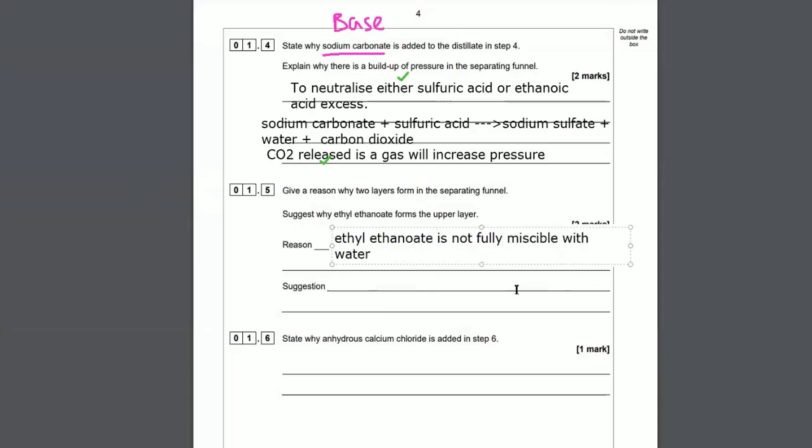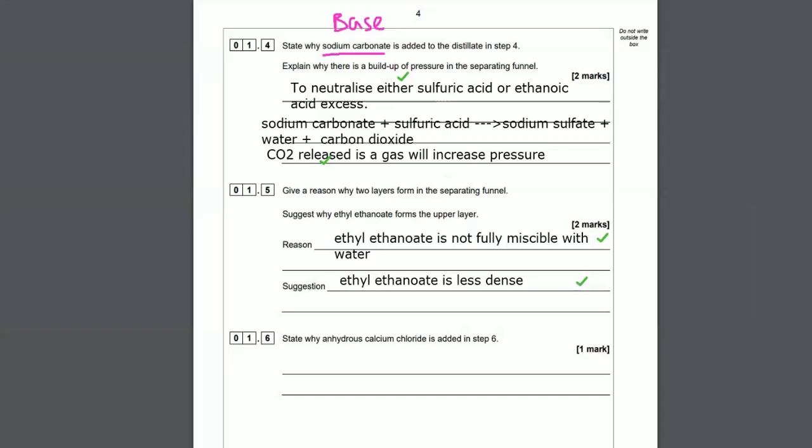Okay. So we get 2 layers and why would ethyl ethanoate go on top of the water? So ethyl ethanoate is the less dense layer. So you normally get layers formed when one substance is less dense than another, then it's going to float on top. So ethyl ethanoate is going to be less dense. That would be our suggestion.